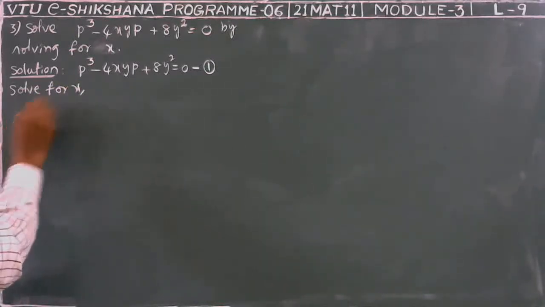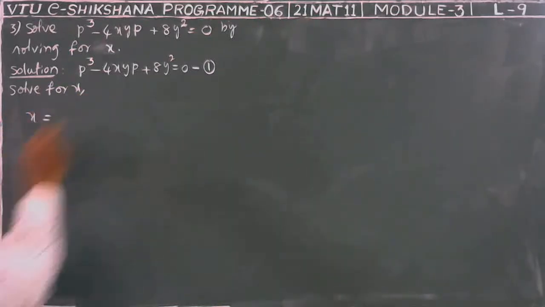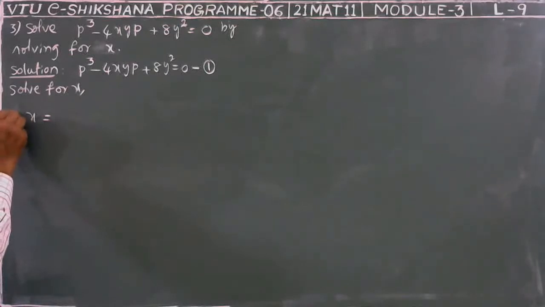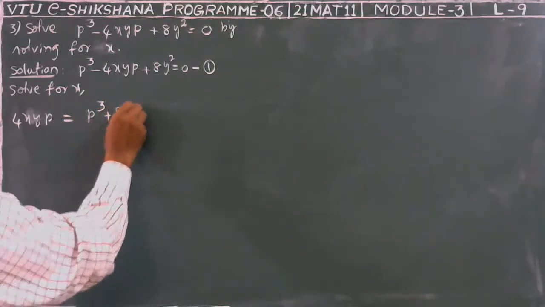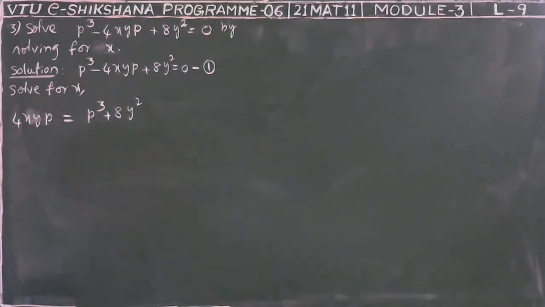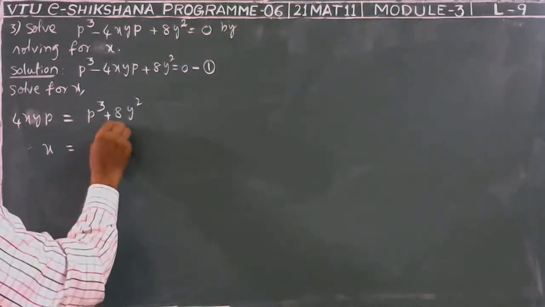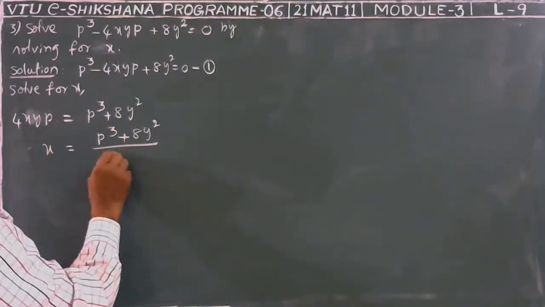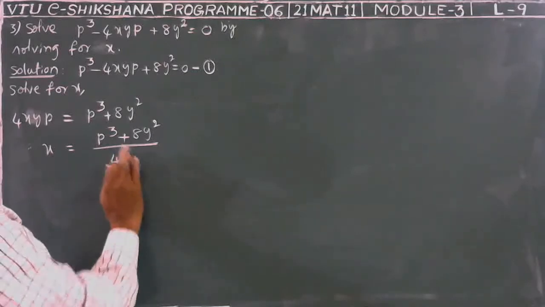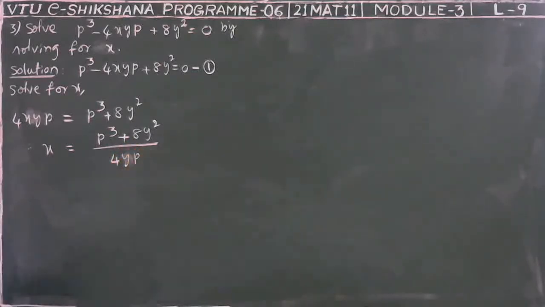So I can easily make out, if you solve for x, 4xy into p is equal to pq plus 8 into y square. Therefore, x is equal to pq plus 8y square divided by 4yp. Now differentiate this with respect to y.